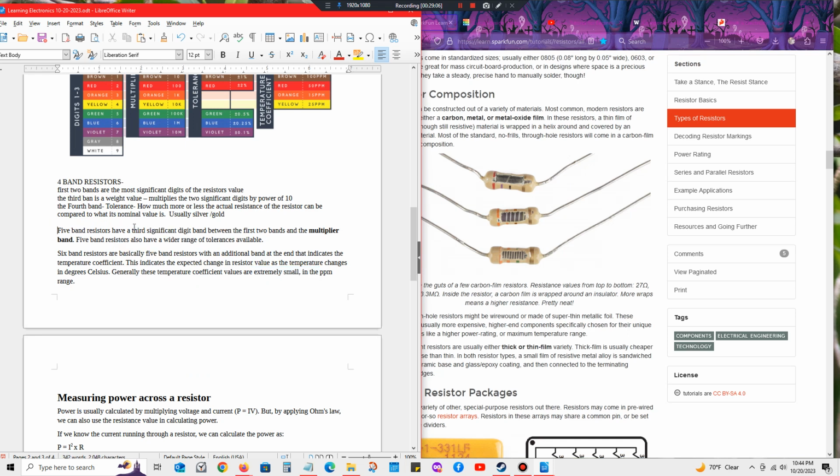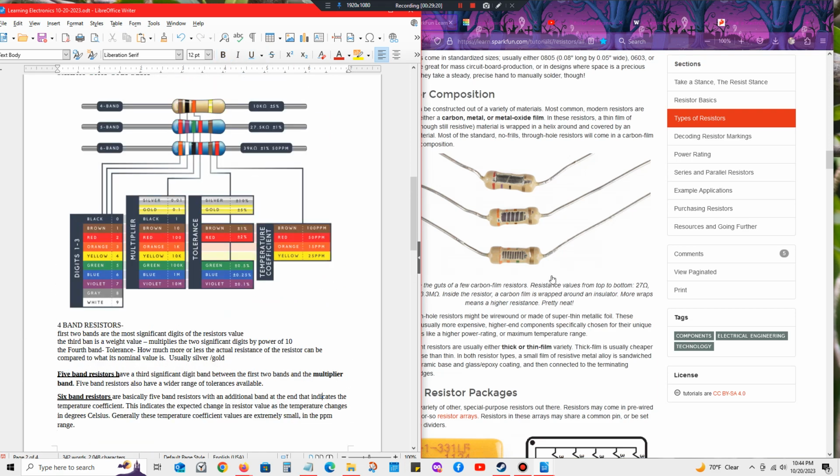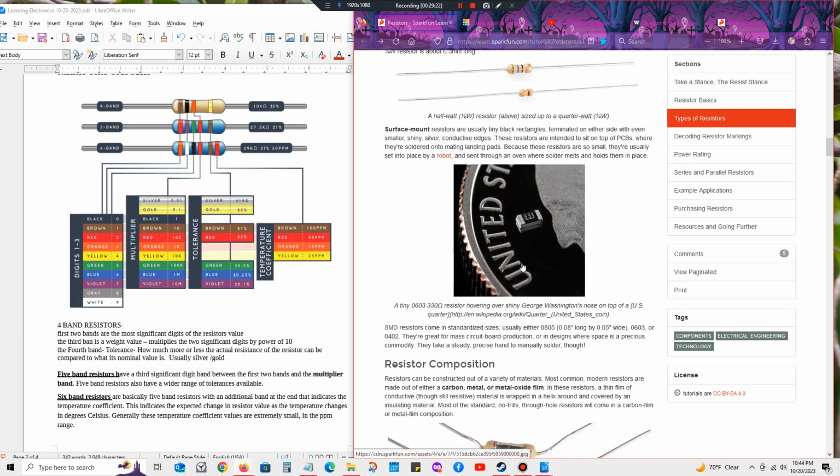There was no need to type that. I could have just combined the two. That's your 5 band, and these are your 6 bands. Okay, let's see. No need to put this other stuff.